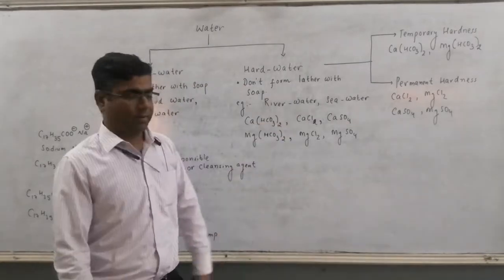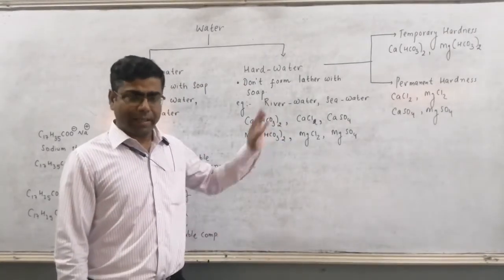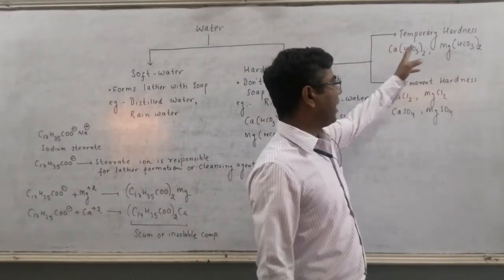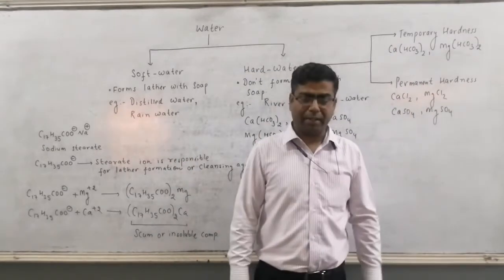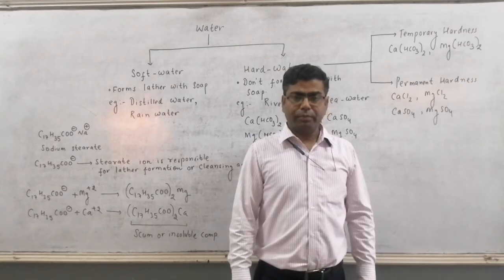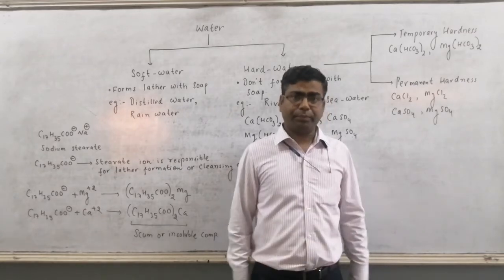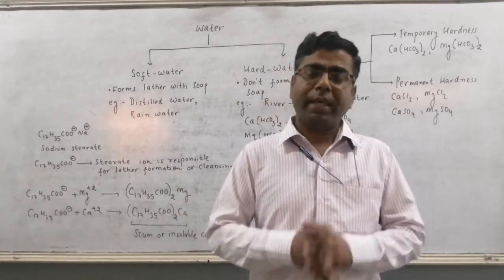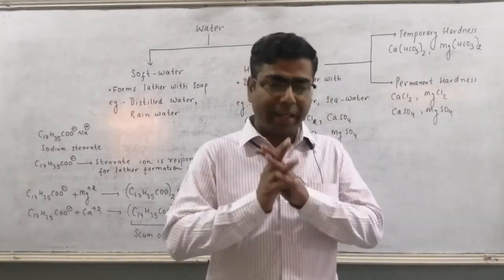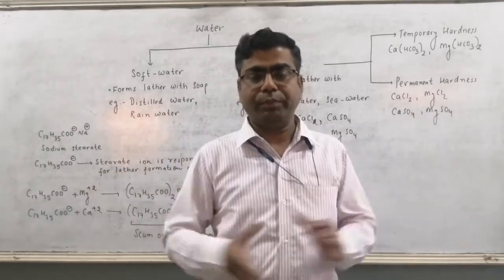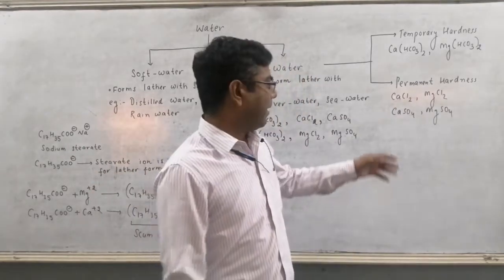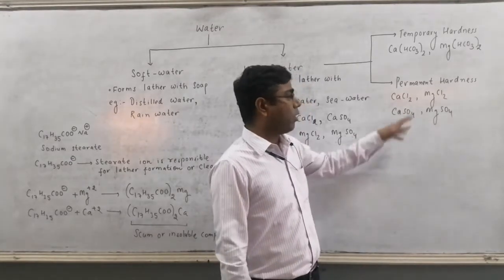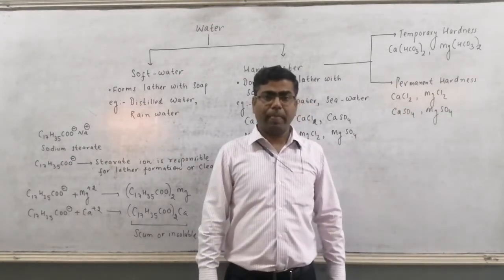Now, about the hardness. Hardness of water is of two types. First one is called temporary hardness and second one is called permanent hardness. What is the difference? Temporary hardness is due to presence of calcium bicarbonate or magnesium bicarbonate or both, while permanent hardness is due to presence of calcium chloride, magnesium chloride, calcium sulfate or magnesium sulfate.